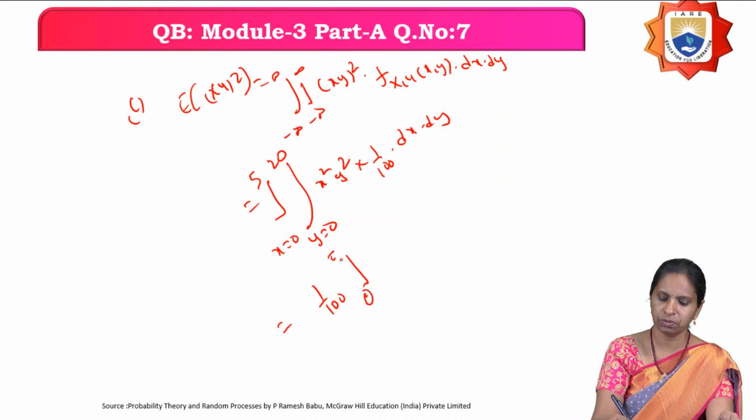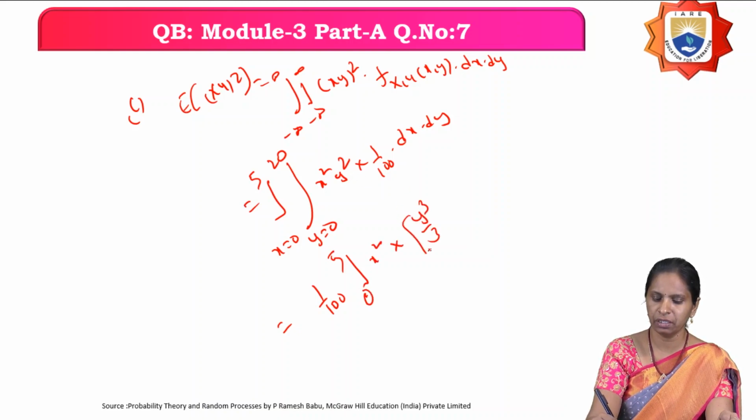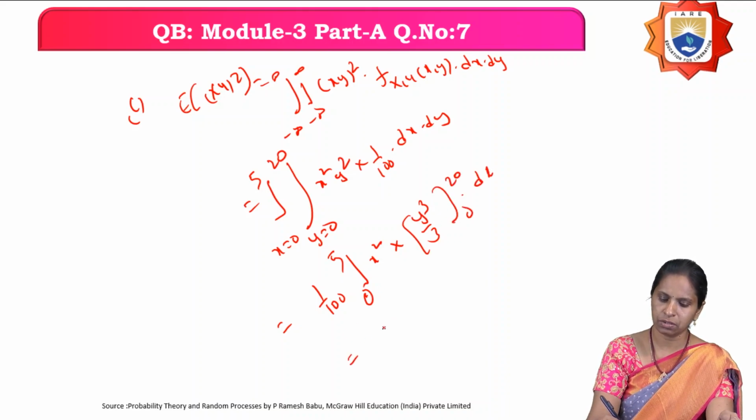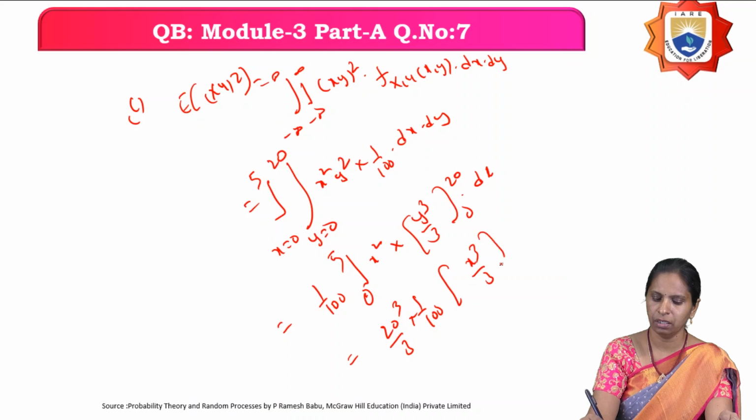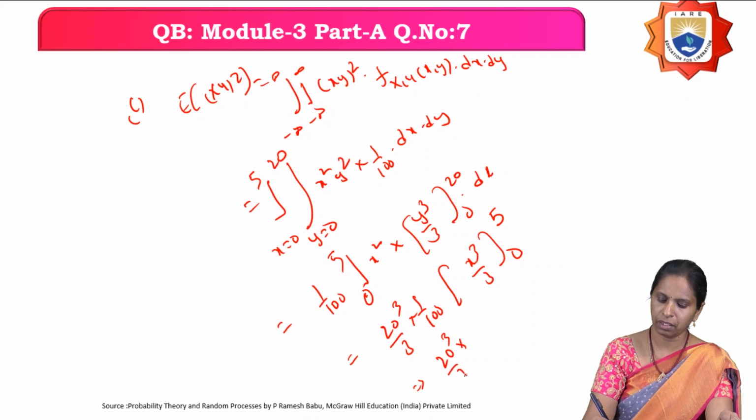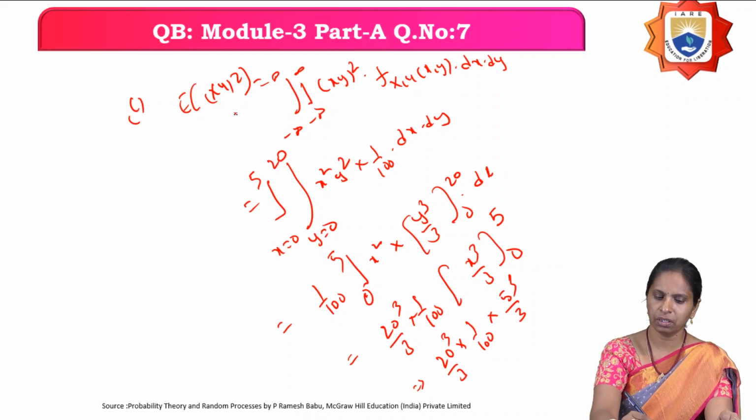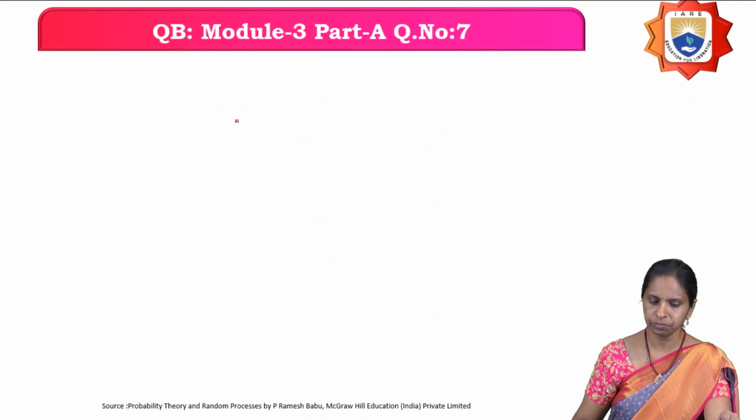So x is from 0 to 5, x square into integration of y square, nothing but y cube by 3, and the limits are from 0 to 20, into dx. That equals 20 cube by 3 into 1 by 100 into integration of x square, nothing but x cube by 3, and the limits are from 0 to 5. That equals 20 cube by 3 into 1 by 100 into 5 cube by 3. So this is the answer for E of (XY) whole squared.